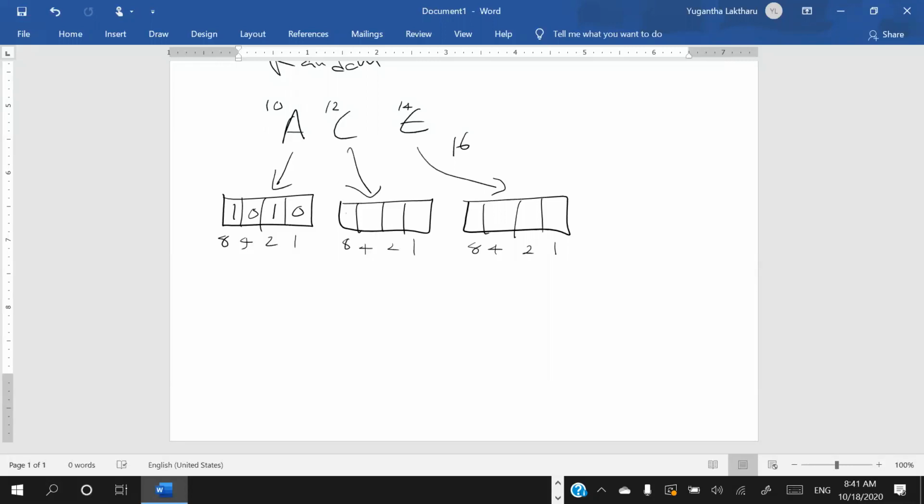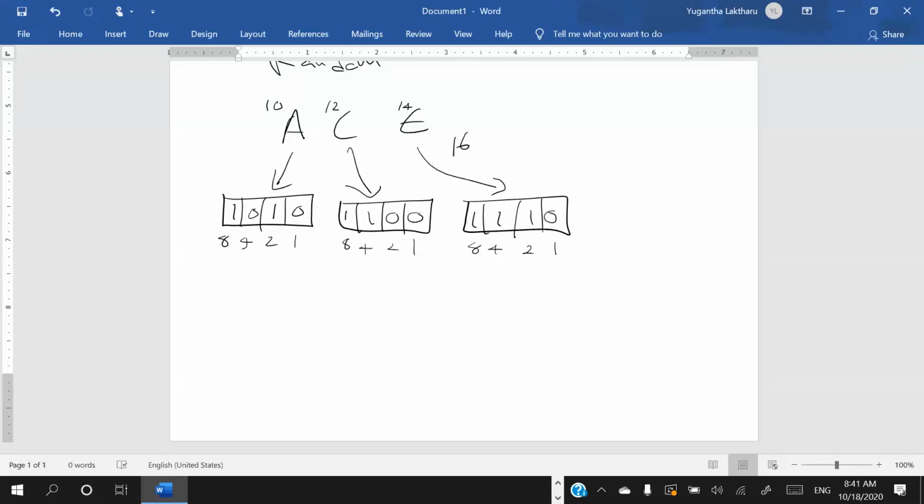12 can be written as 8 plus 4. Others are going to be zeros. 14 can be written as 8 plus 4 plus 2. The other one is 0. So the minimum number of bits we need to represent ACE16 is 12. But be careful. Now the answer for this particular question is 12.